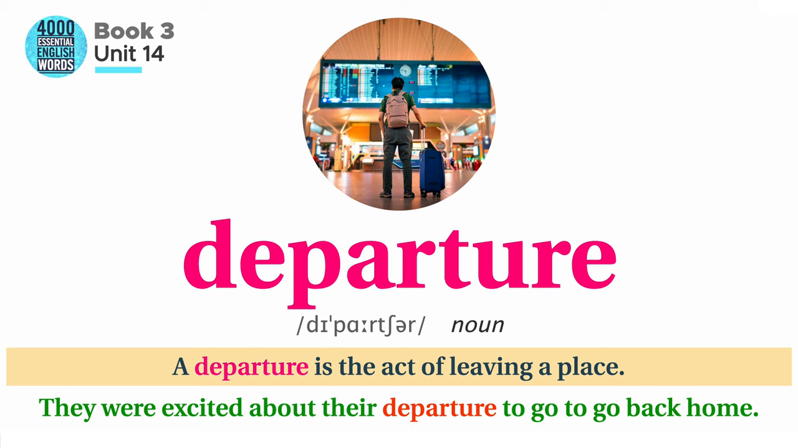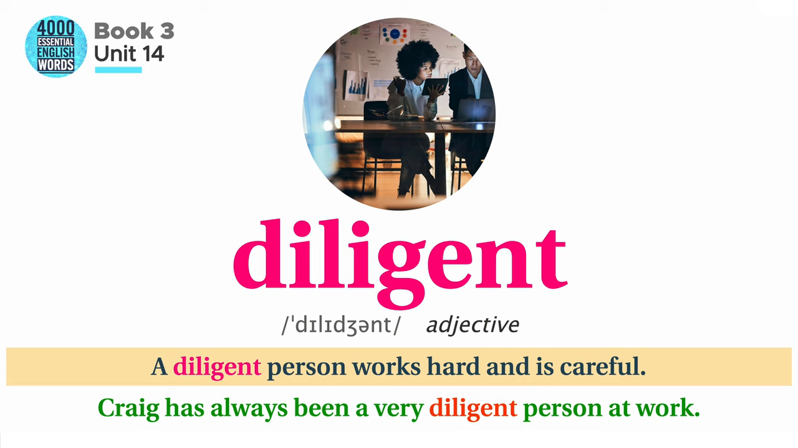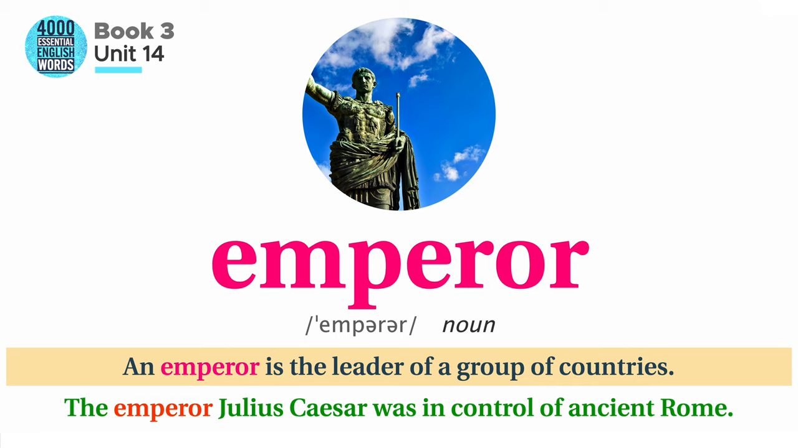Diligent. A diligent person works hard and is careful. Craig has always been a very diligent person at work. Emperor. An emperor is the leader of a group of countries. The emperor Julius Caesar was in control of ancient Rome.